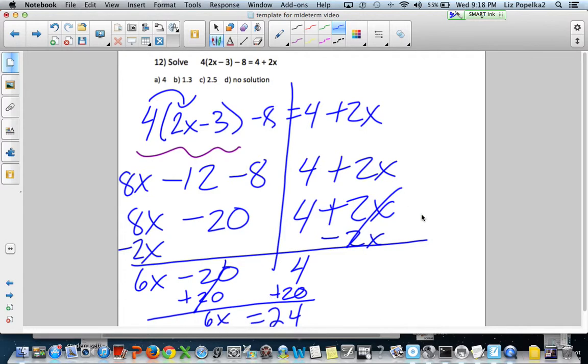So now I got to get rid of that 6. I'm going to kind of rewrite this over here to the side because I kind of ran out of room here. That 6 sitting next to the variable is multiplying. I'm going to get rid of that multiplying by dividing. That's going to leave me with x. I divided that side by 6, so I'm going to divide this side by 6. X is equal to 4.